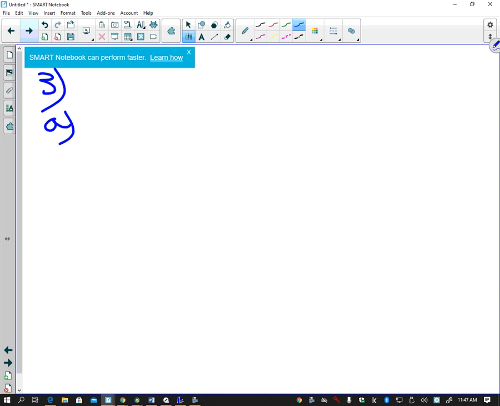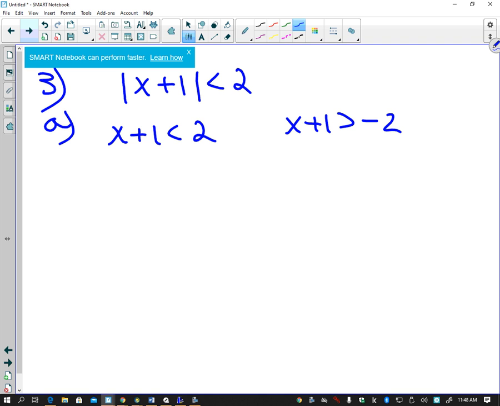It gives you the absolute value of x plus 1 is less than 2. So I have to solve it twice. X plus 1 is less than 2, and x plus 1 is greater than negative 2. Have to switch the sign and change the sign of the solution, and then solve. So minus 1, x is less than 1. Minus 1, x is greater than negative 3.